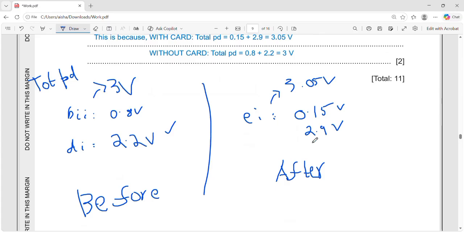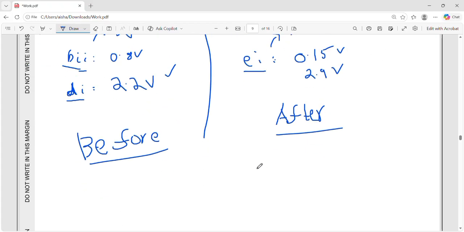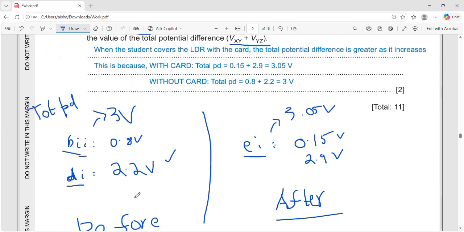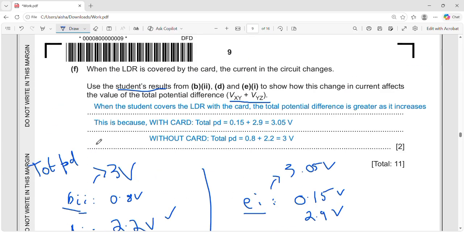So afterwards it was 0.15, 2.9. We got this from BII and then DI over here, and this was from EI. So 0.15 plus 2.9 gives you 3.05, and this gives you 3. So this was after and this was before, right? So what does that show you? That before adding the lid of the card the potential difference was less, and afterward it was more. So that's how you describe it.